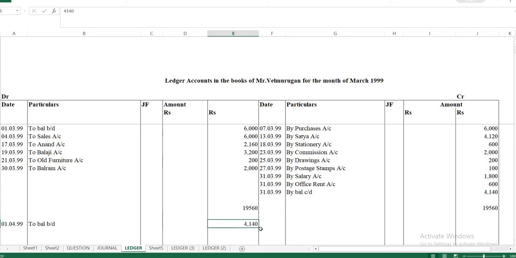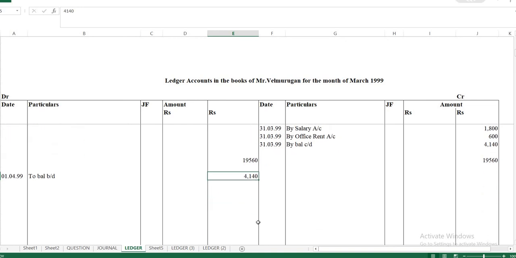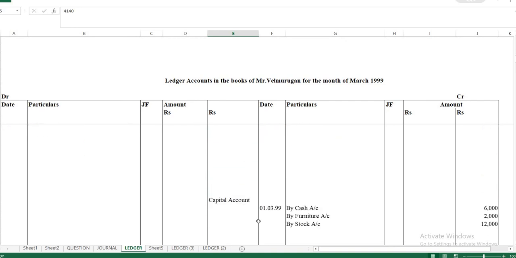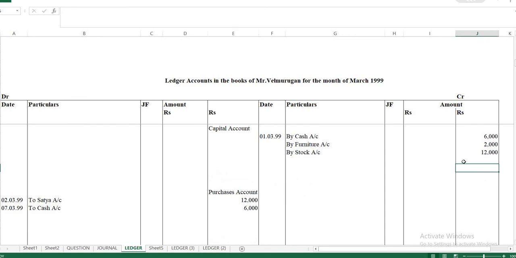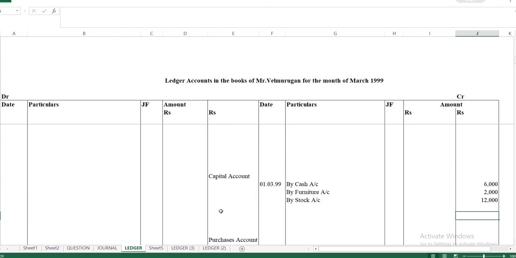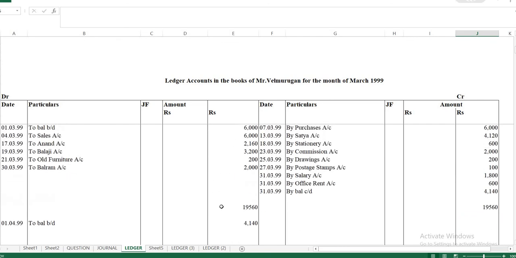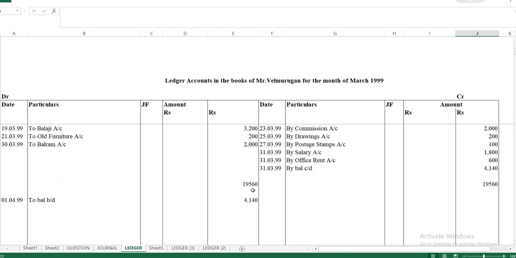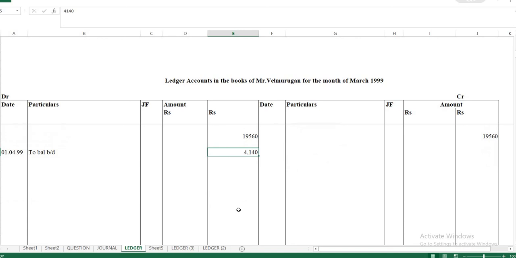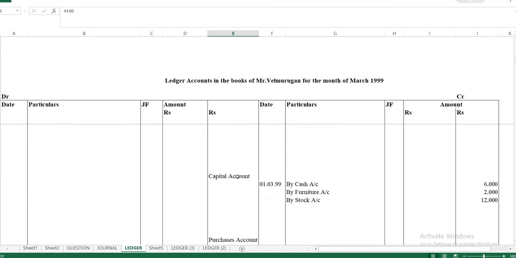Okay, so this is the cash account. Like this you have to close all the accounts, whatever accounts you are preparing. Some important things we want to know: the capital account will always have a credit balance, and the cash account most probably will have a debit balance. Like this only you have to write to balance brought down 4,140. Most probably you will have the opening balance on the debit side only for the next month. In the capital account, you will be entering on the credit side only, and you will always have a credit balance.